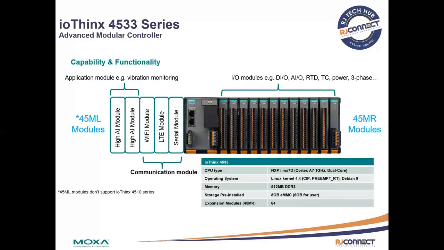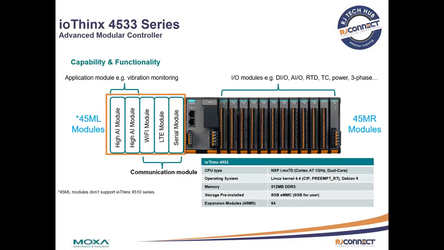Here is the overview of the ioThinx 4533. The ioThinx 4533 supports not only IO modules that we call the 45ML, but also the new 45ML modules, which are still under development. R means right-hand module, and L means left-hand module. The 45ML modules will have communication modules such as serial, LTE, and Wi-Fi interfaces, and application modules like high-speed analog input that can be used for vibration monitoring.